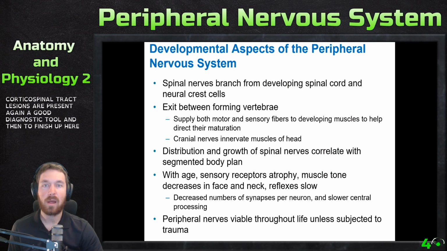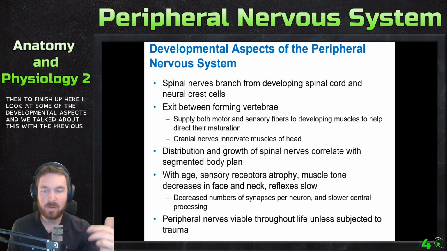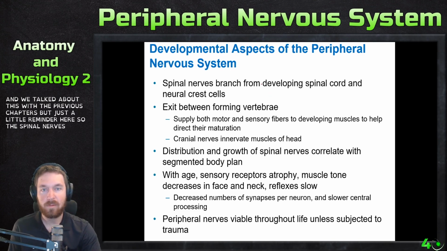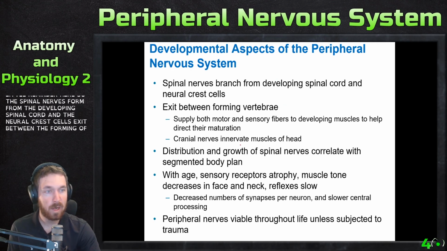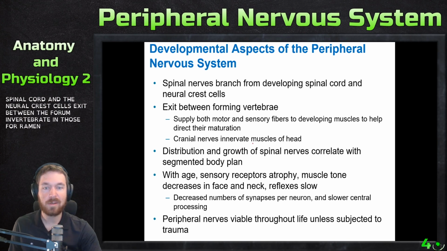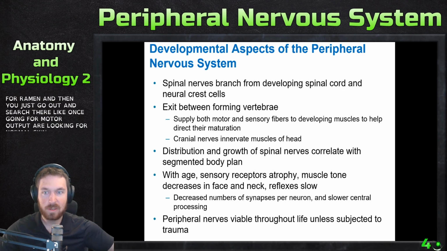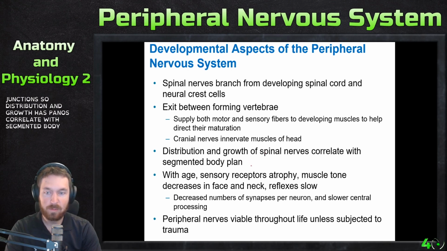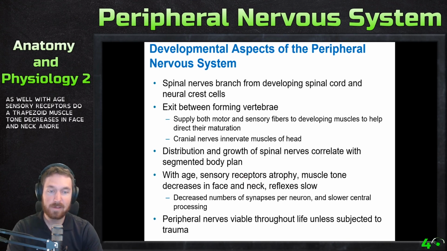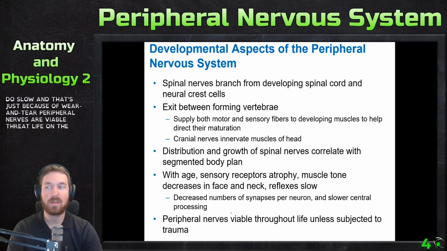And then to finish up here, to look at some of the developmental aspects. We talked about this with the previous chapters, but just a little reminder here. So the spinal nerves form from the developing spinal cord and the neural crest cells. They exit between the forming vertebrae in those foramen, and then they just go out and search. Ones going for motor output are looking for neuromuscular junctions. So distribution and growth of spinal nerves correlate with segmented body plan as well. With age, sensory receptors do atrophy though, muscle tone decreases in face and neck, and reflexes do slow, and that's just because of wear and tear. Peripheral nerves are viable throughout life unless subjected to trauma though.